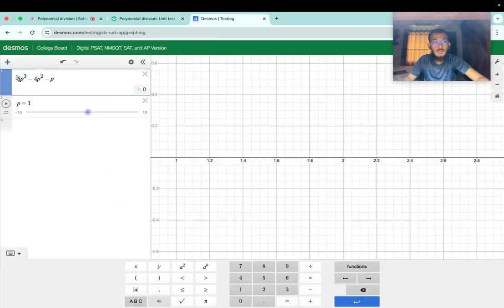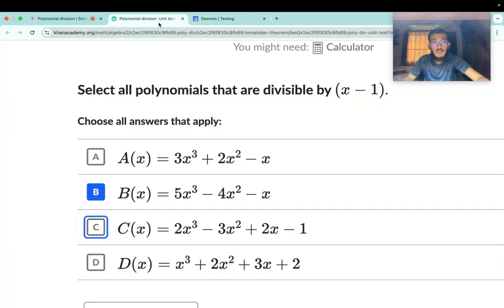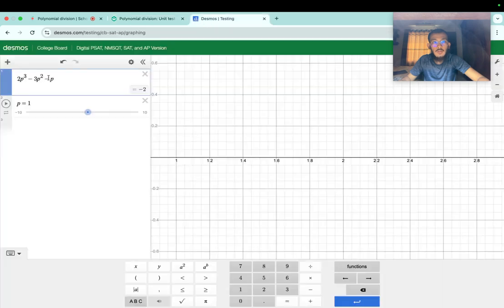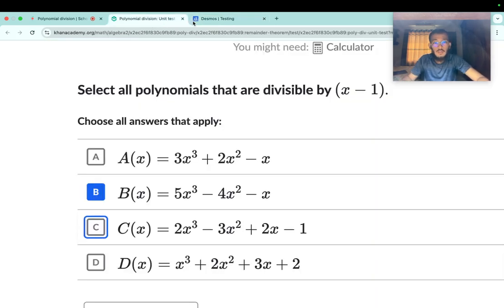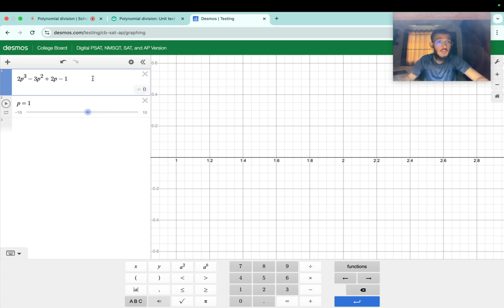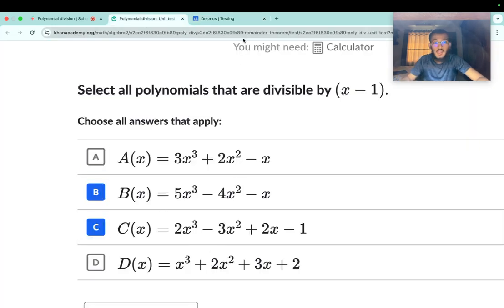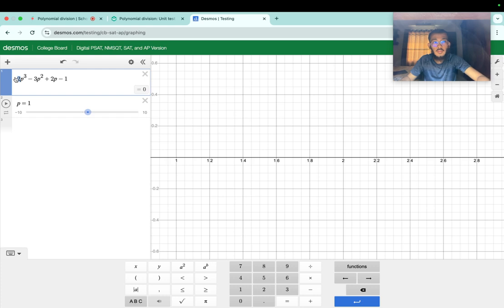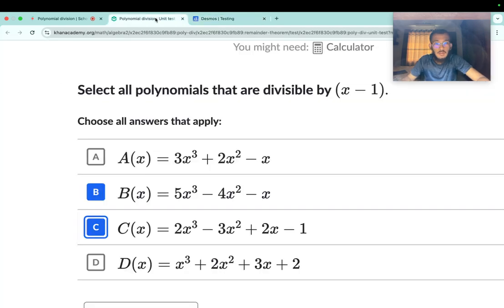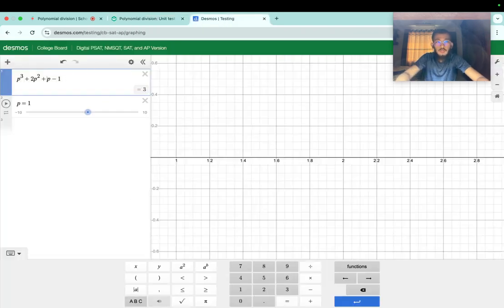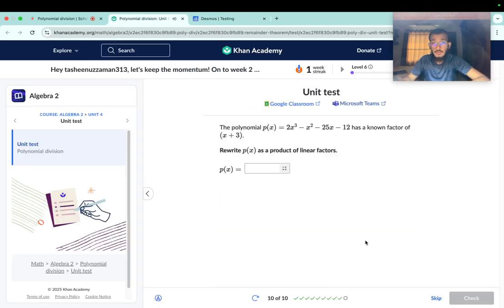Next, 2x cubed minus 3x squared plus 2x minus 1. It is 0, so C is our answer. Then x cubed plus 2x squared plus 3x plus 2 is not 0. So B and C are the answers.